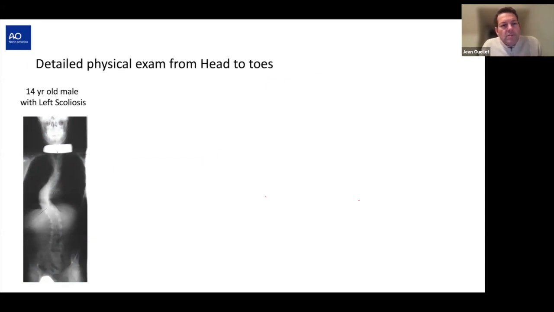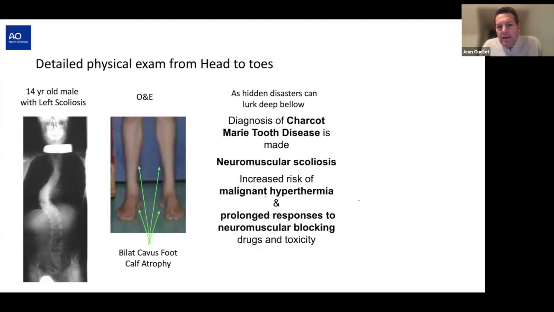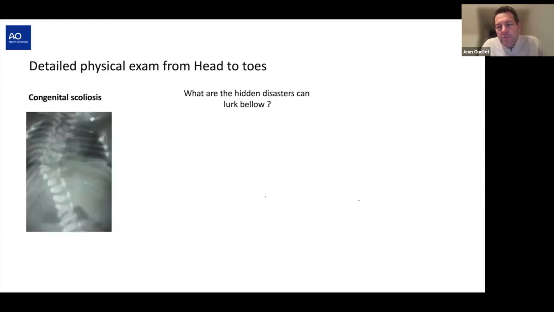There's another boy, a 14-year-old, who has a left-sided curve. Right off the bat, alarms would be ringing, saying this is not the classic idiopathic scoliosis. When you examine him, he has bilateral cavus feet, he has calf atrophy, and lo and behold, this boy has Charcot-Marie-Tooth disease. Hence, this boy has a neuromuscular disease, and he has an increased risk of malignant hyperthermia and a prolonged response to neuromuscular blocking agents. So again, your surgical management may be fraught with complications if you don't identify that preoperatively.